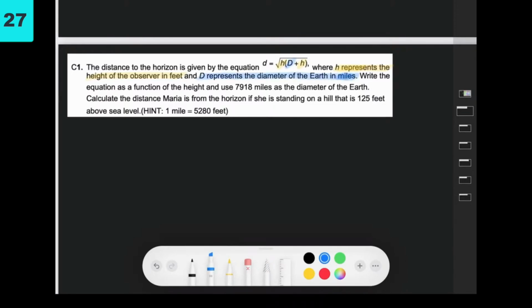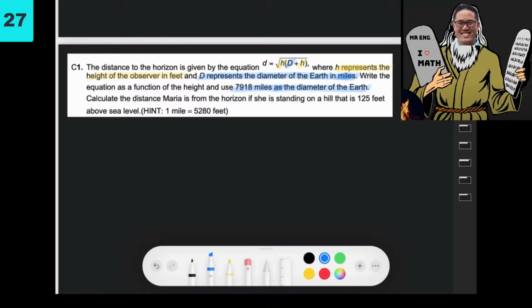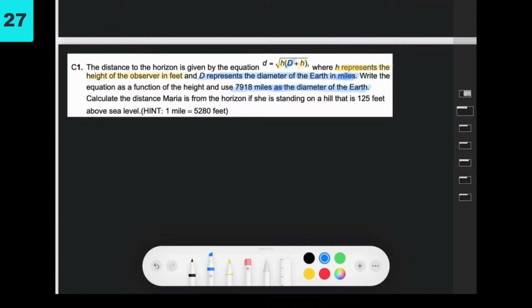Okay. Write the equation as a function of the height and use 7,918 miles as the diameter of the Earth. So they're telling us that. Calculate the distance Maria is from the horizon if she is standing on a hill that is 125 feet above sea level. Okay, so I have this. I'm going to go back. And I know that she's 125 feet, so that's what I'm going to use in my formula.